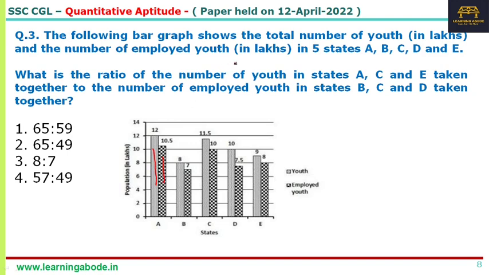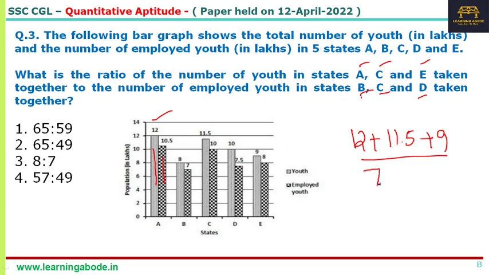Now the question here is very simple. They are asking for the ratio of the number of youth in states A, C and E to the number of employed youth in B, C and D. Let's take the number of youth in A, C and E. A is 12, C is 11.5 and E is 9. The number of employed youth in B is 7, C is 10 and D is 7.5.